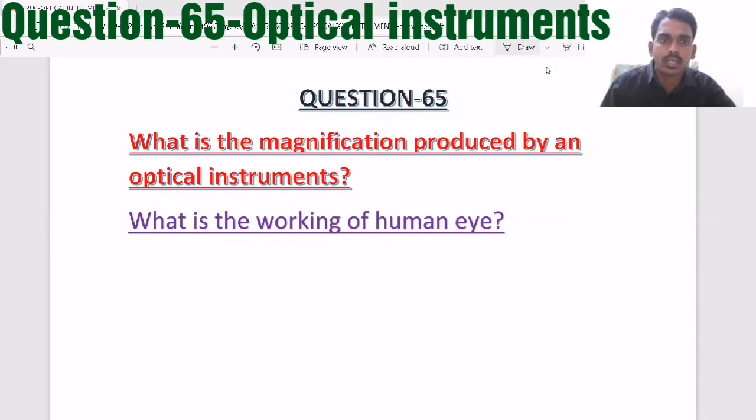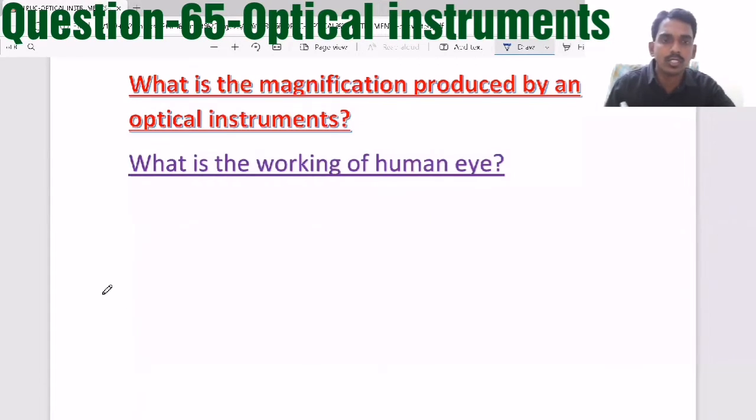Now we are going to study question number 65. It's all about optical instruments. There are three optical instruments: human eye, microscope and telescope. These are the three things we have to understand.